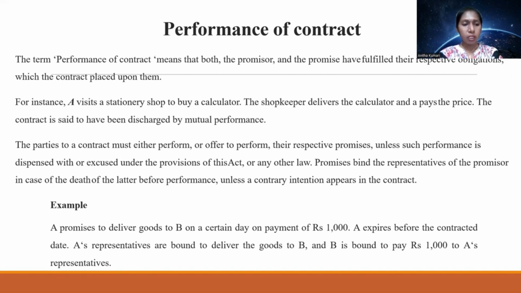Example: A promises to deliver goods to B on a certain day on payment of rupees 1,000. A expired before the contract date. So A's representatives are bound to deliver the goods to B, and B is bound to pay 1,000 rupees to A's representatives. Actually, the contract is between A and B, but before the day A dies. So who will perform? The representative. In this topic, we are going to see who can perform the contract in case the promisor or promisee is not available.